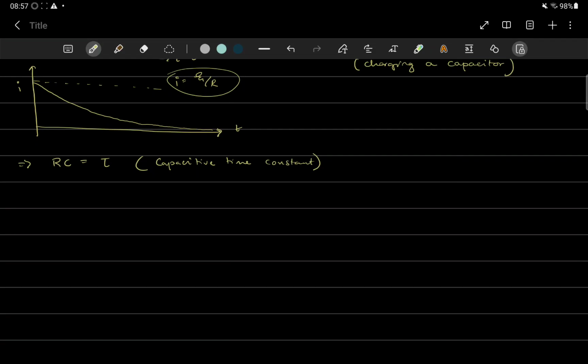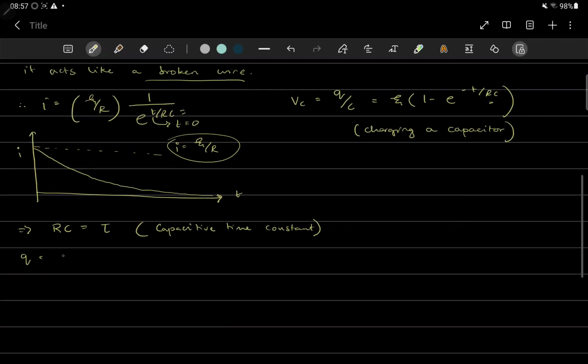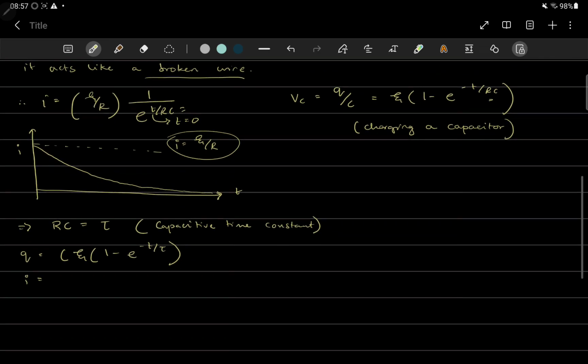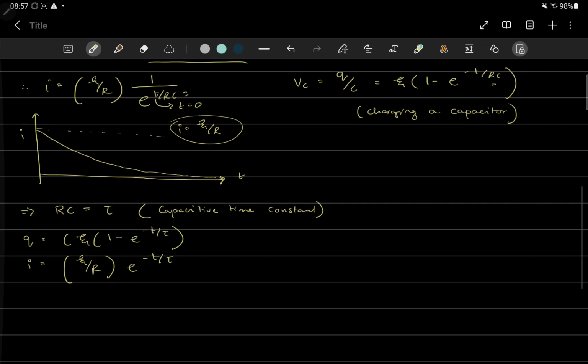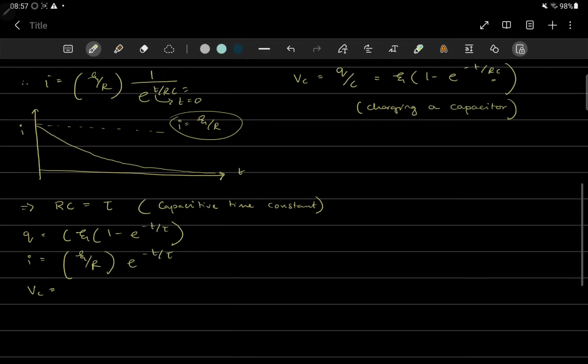And it is denoted by RC, and therefore now you can replace all RC notations with tau, and therefore now your expression of Q simply becomes C zeta times 1 minus e to the power of minus t by tau. Your I, which is the current, now also becomes zeta by R e to the power of minus t by tau, and also Vc, in terms of the capacitive time constant, becomes zeta times 1 minus e to the power of minus t by tau.